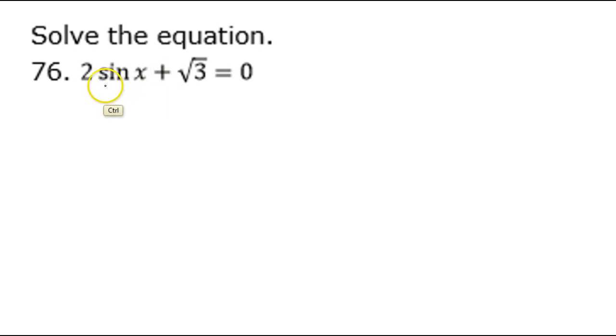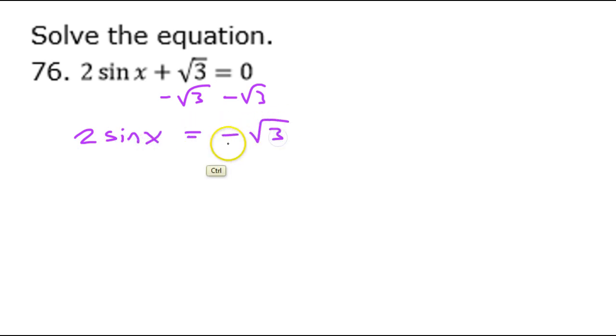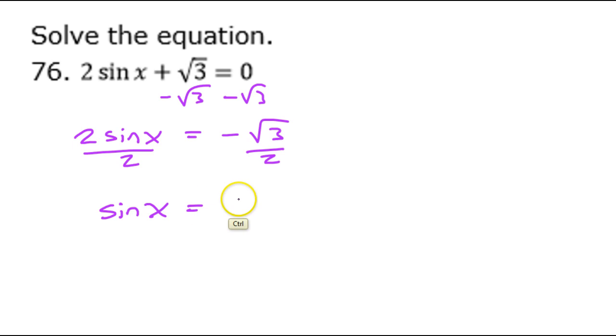Well, this will be straightforward because all we need to do is get sine x by itself. So we would simply subtract radical 3 from both sides. So that's going to give us 2 sine x is equal to negative radical 3. Then we will divide both sides by 2. So that's going to give us sine x is equal to negative radical 3 over 2.